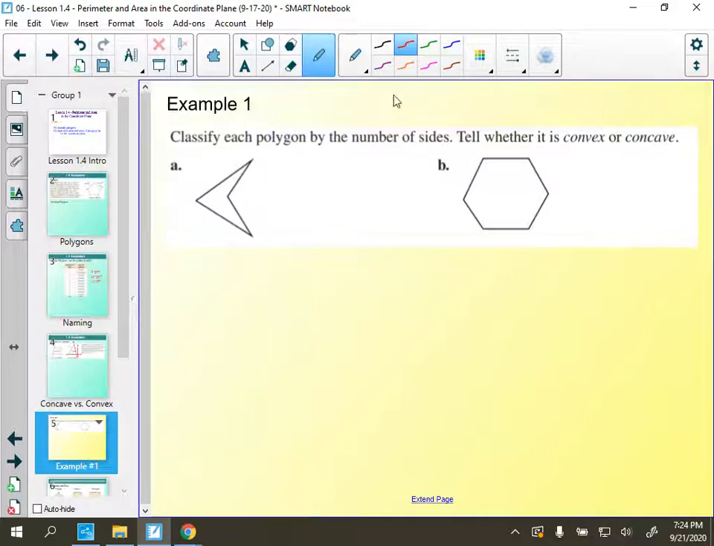All right. So we'd look at, let's do the first part, classify each one by the number of sides. So that's you telling me, hey, how many sides does this have? I count 1, 2, 3, 4 sides. So this is a quadrilateral. So that's how I'm going to check.